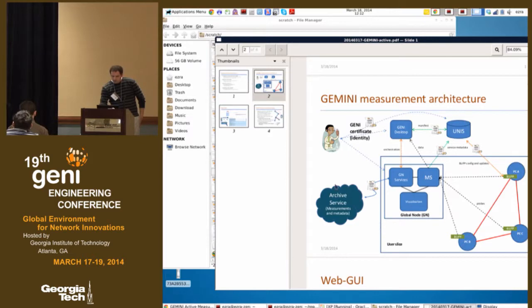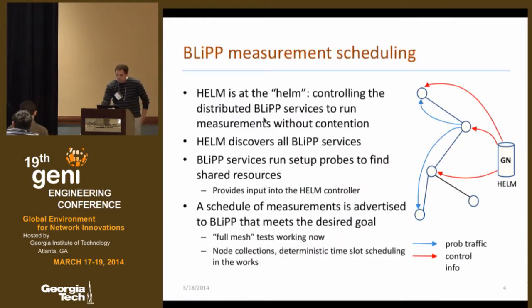The last thing I wanted to mention is that what we've been working on lately is the ability for BLiPP to do measurement scheduling within the slices. So we have developed this agent called Helm. So it's basically a controller. It's at the helm controlling the distributed BLiPP services that run measurements without contention.